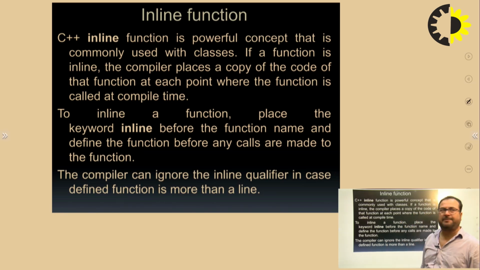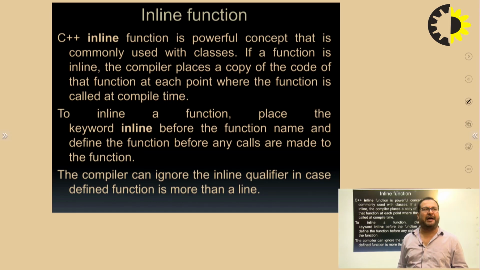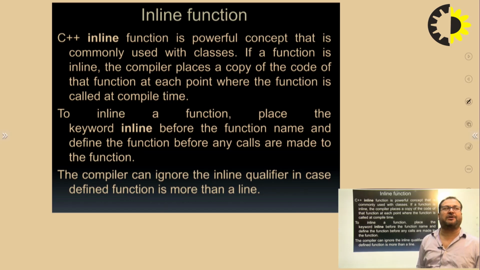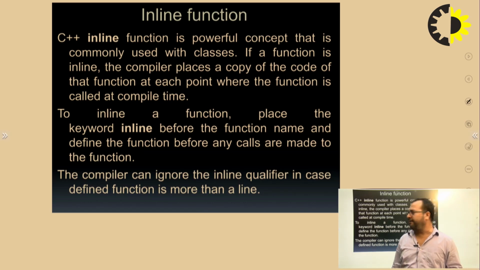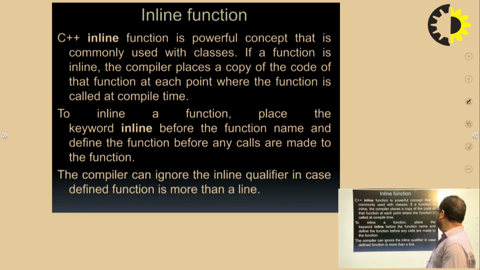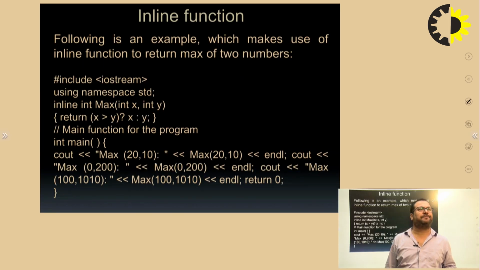So in C++, inline function is a powerful concept that is commonly used with classes. If a function is inline, the compiler places a copy of the code of that function at each point where the function is called at compile time. So to inline a function, place the keyword inline before the function name and define the function before any calls are made to the function.